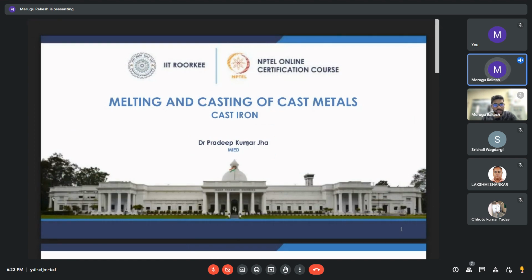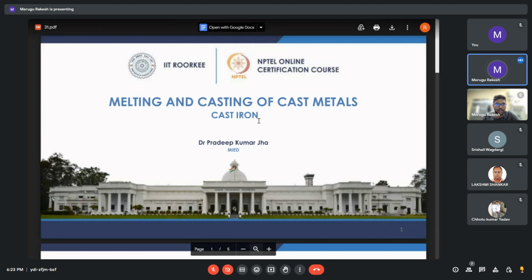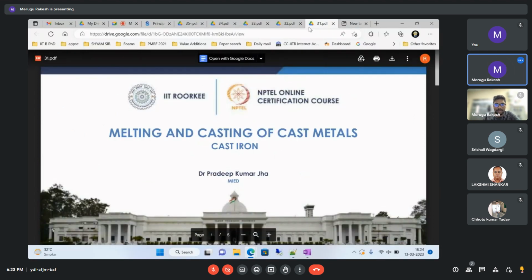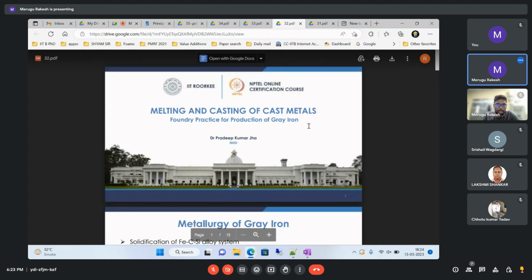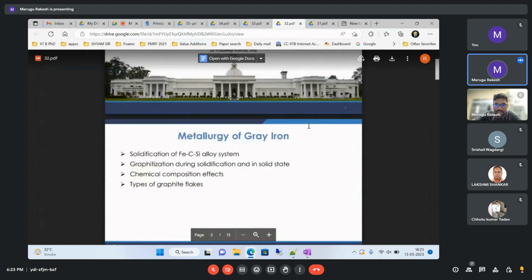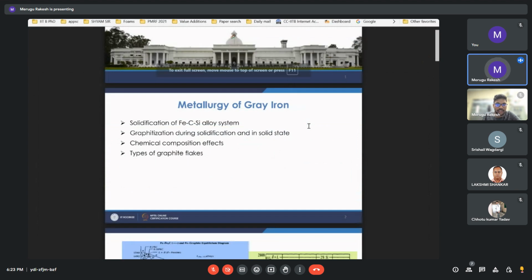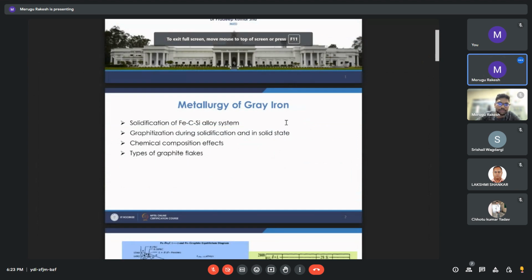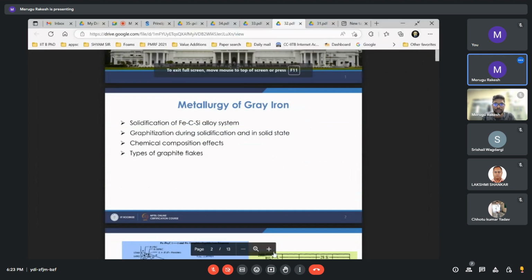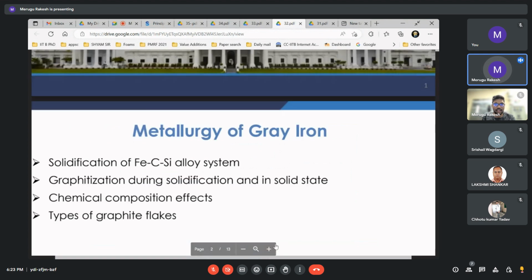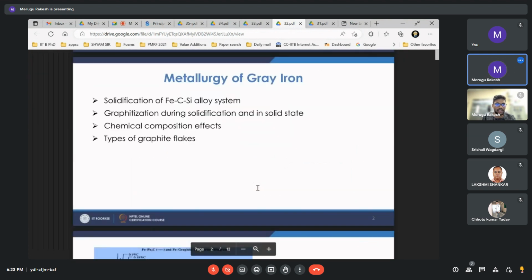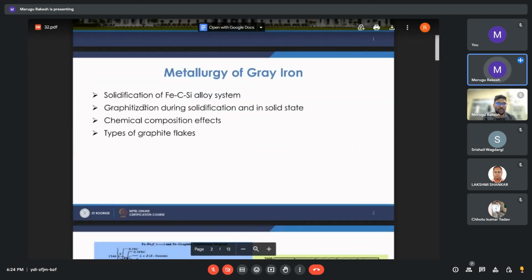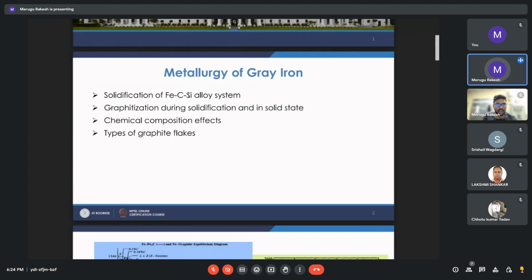Now I will discuss these types of cast irons. Let me start with the first one, gray cast iron. These are the slides of the professor himself. The first one is solidification of the iron-carbon-silicon alloy system.